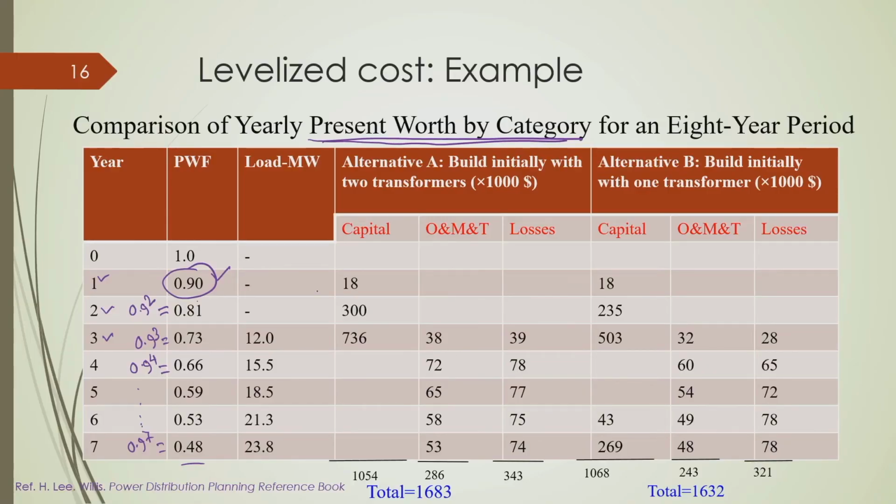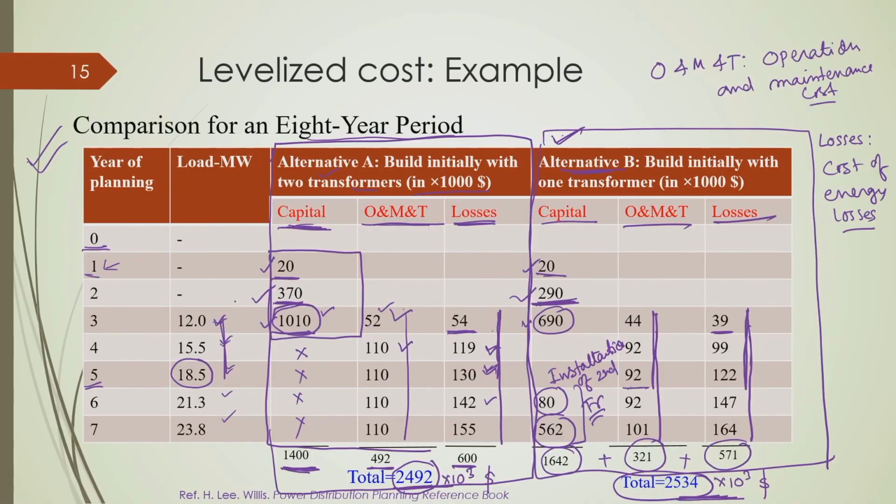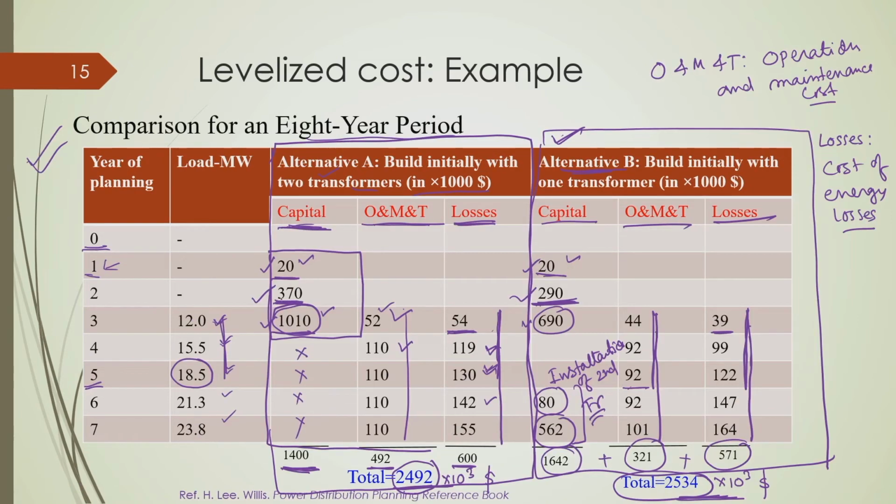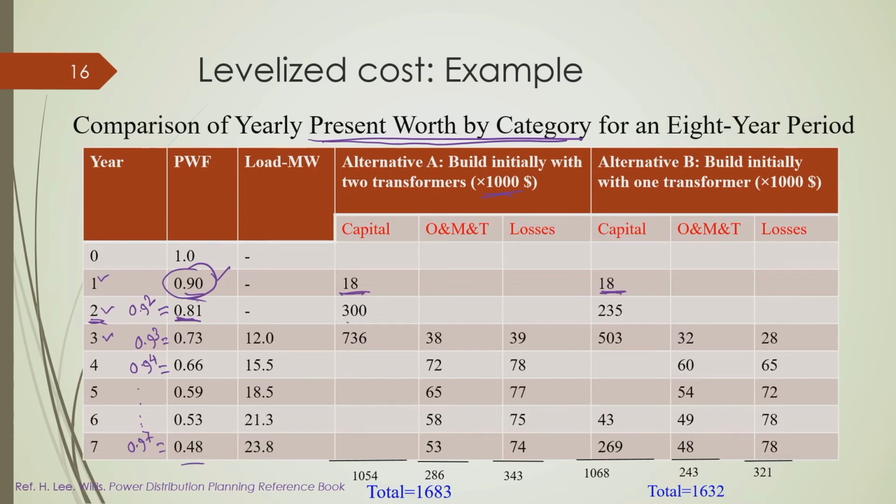So, we need to multiply this present worth factor to all the cost components in order to bring them to the present worth, or the present value of the money. What we did, we multiplied 0.9 with this 20 and this 20 as well. So, what will we get? We will get 18. This is not 18, but 18 multiplied by 10 to the power 3, so this is basically $18,000. Similarly, at year 2, we multiply 0.81 with all the cost components which occur in the second year, that is 370 and 290. If you multiply 370 with 0.81, it will give you 300. As this 235.